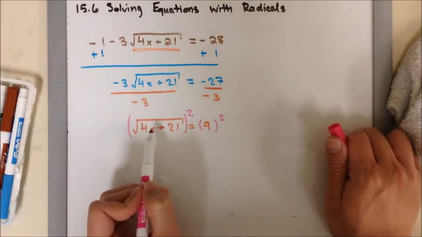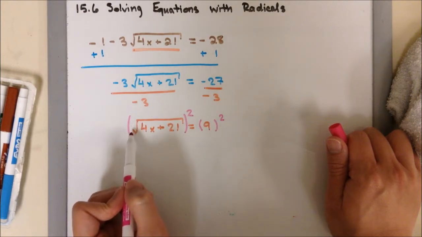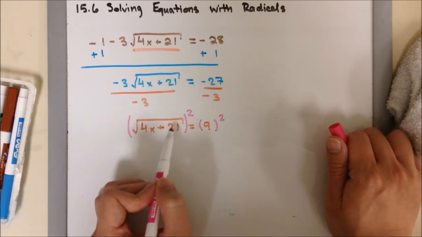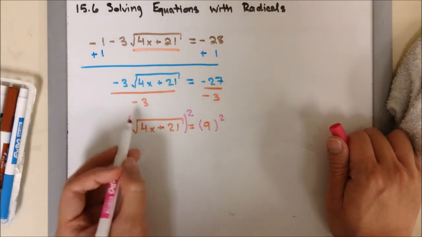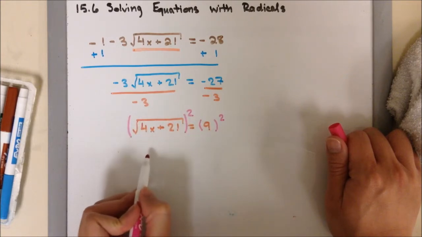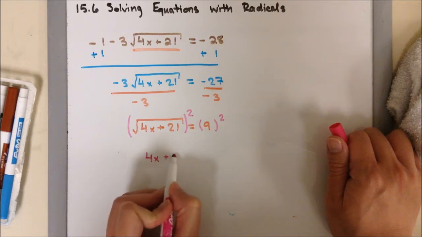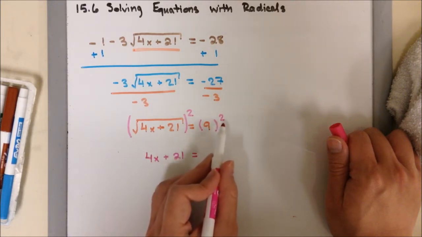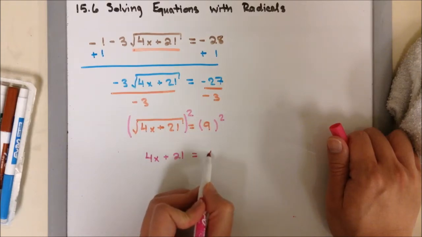Now, since I am raising the square root of 4x plus 21 to the second power, essentially the radical will go away, and you will be left with 4x plus 21. Then on the right side, 9 to the second power, or 9 squared, will become 81.